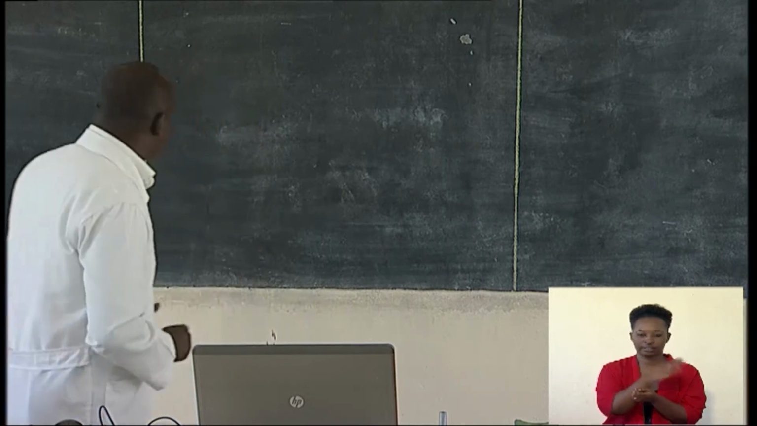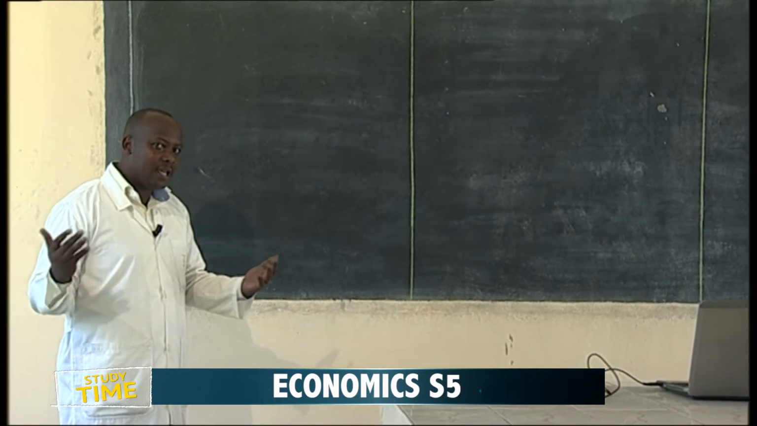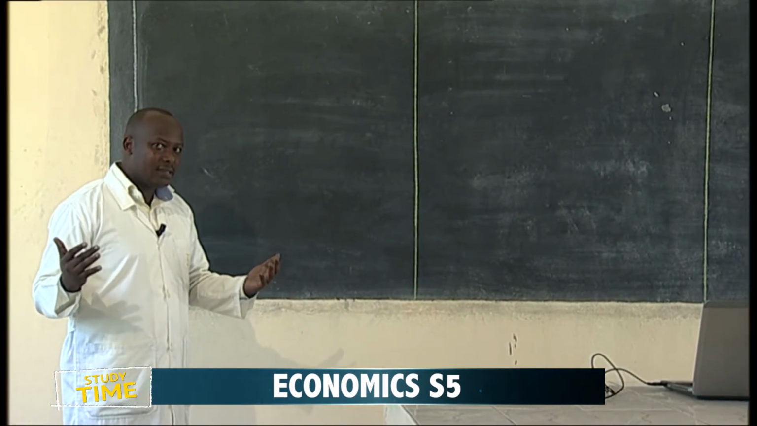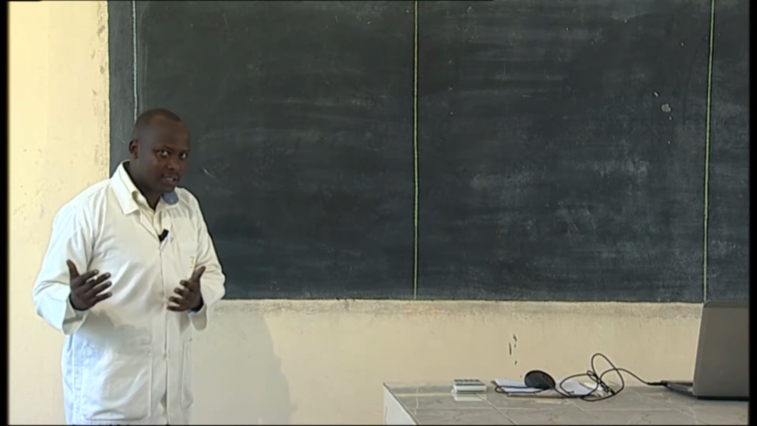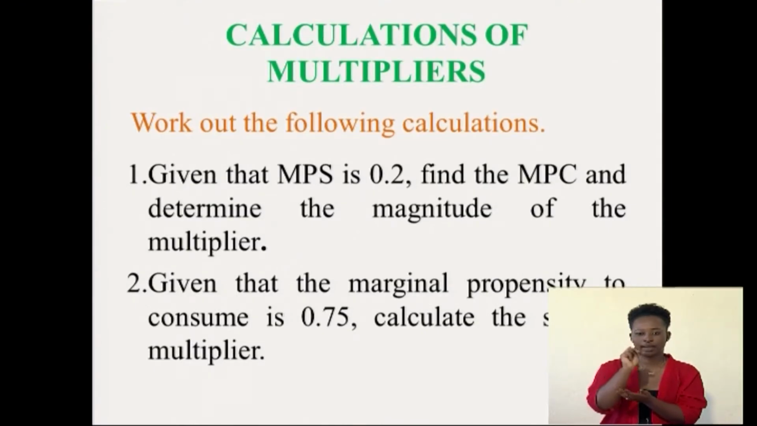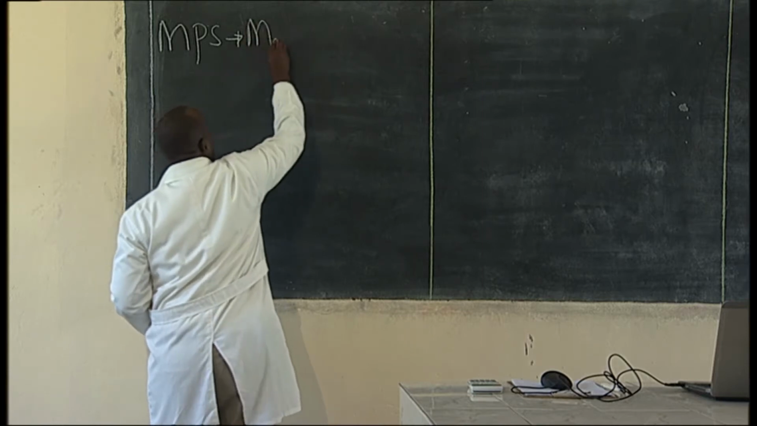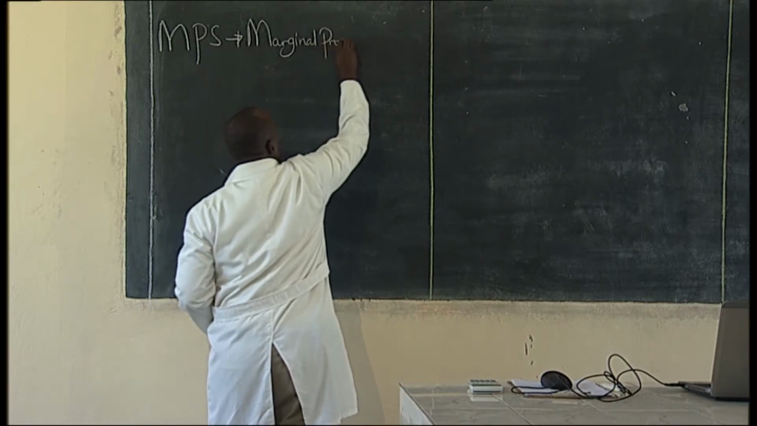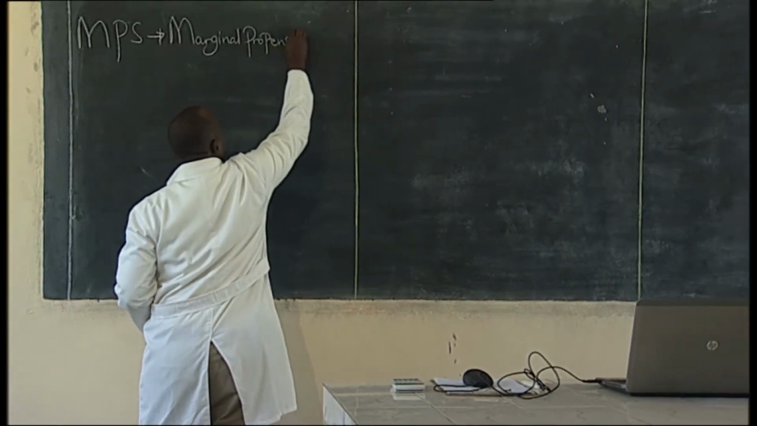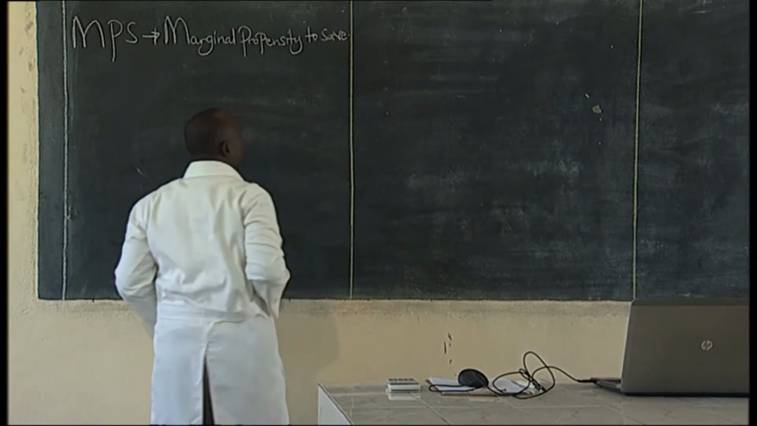And MPS, what is MPS? You remember, learners, what we learned in the previous lesson about MPS. We said that MPS is the fraction of the additional income that is saved. MPS stands for marginal propensity to save.